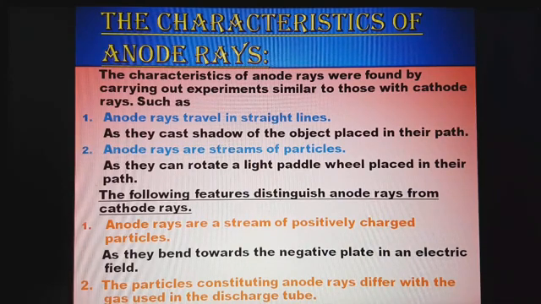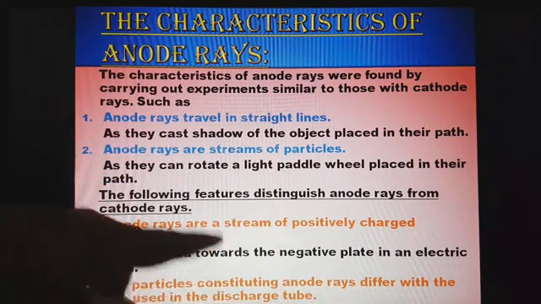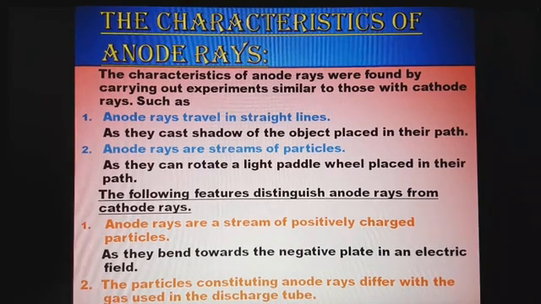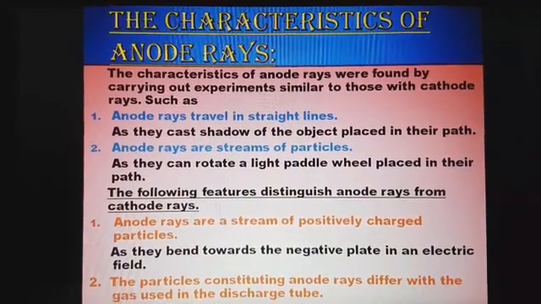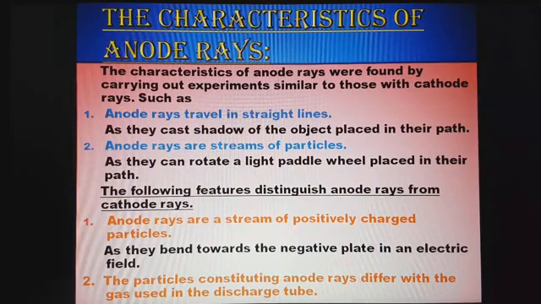Next, the particles constituting anode rays differ with the gas used in the discharge tube. Here the particles constituting the anode rays were differing with the gas used. So these positively charged particles are not universal. They will change from atom to atom. I think this concept is clear. The characteristics of cathode rays, the characteristics of anode rays, and how the production of anode rays took place. All these things are clear.